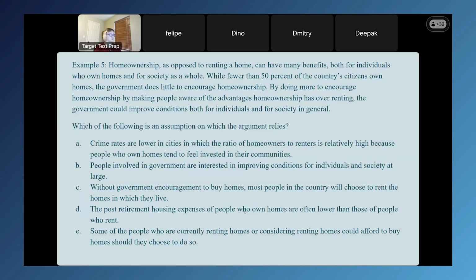If that was true, then this conclusion does not hold, because it doesn't matter how much the government tells people how great homeownership is if literally zero people can afford to buy homes. They can tell them all day long, but if you don't have the money, you don't have the money. So E is a necessary assumption.